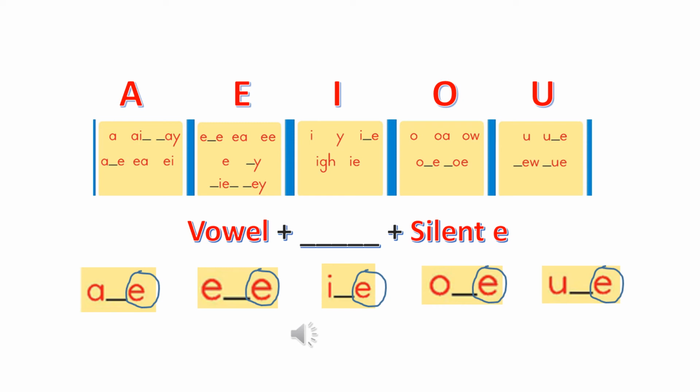Now, just to review, I want you to be sure to understand that there are other spelling patterns that create a long A, a long E, a long I, a long O, and a long U in English. But the one pattern that we looked at in this video is when you have one of these 5 vowels followed by a consonant and followed by the silent E. So here you can see the spelling patterns: A consonant E, E consonant E, I consonant E, O consonant E, U consonant E.